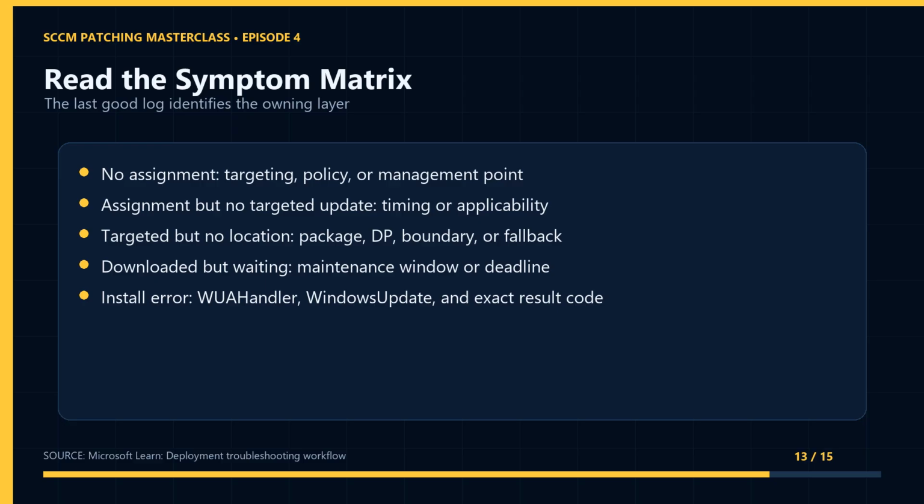If Data Transfer Service fails after receiving a location, investigate the exact transfer, proxy, certificate, firewall, BITS, or distribution point evidence. If content is downloaded but installation waits, inspect Service Window Manager and deployment behavior. If installation starts and fails, use the exact WUAHandler and Windows Update result.